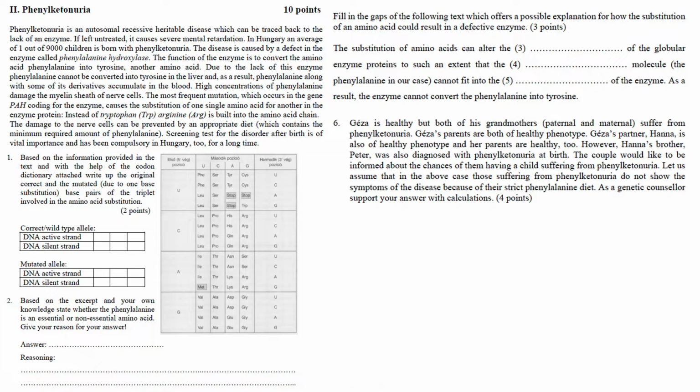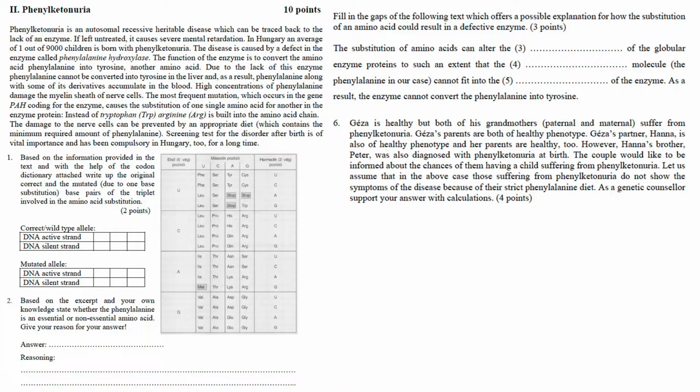Phenylketonuria. Phenylketonuria is an autosomal recessive heritable disease which can be traced back to the lack of an enzyme. If left untreated, it causes severe mental retardation. In Hungary, an average of 1 out of 9,000 children is born with phenylketonuria.